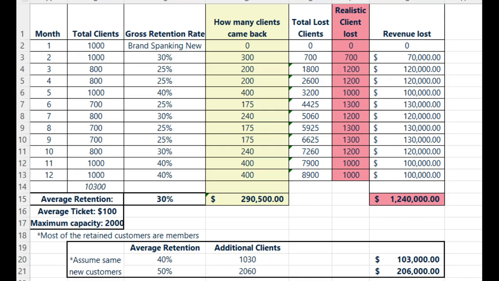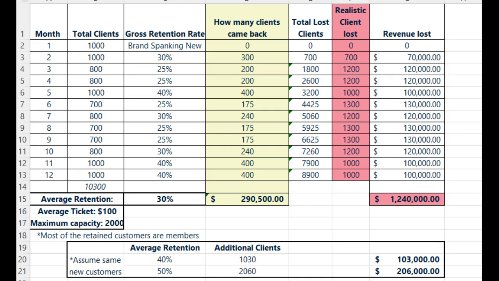A lot of business owners are just happy that they have repeat clients. However, most of them are members. And this is why membership is important, because you can accurately predict your monthly revenue. Even if they don't come back to see you, they are still paying for it. It's a very lucrative business model.